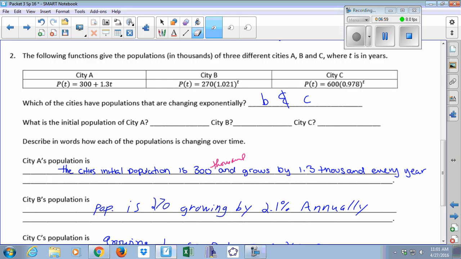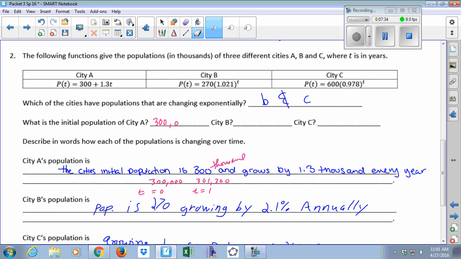Okay, so in city A, we would start off with 300,000. Let's say that would be for time t equals 0. And at time t equals 1, how many people would I have the next year? Just add 1.3 thousand, right? So there we go. It would be 1,300 people more. And we would just keep adding this constant number from one year to the next.